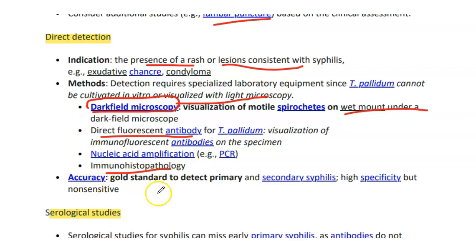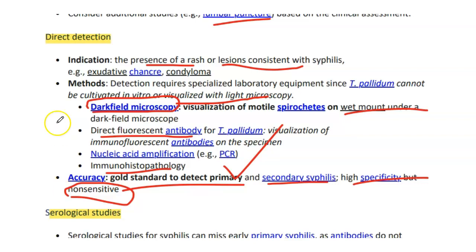Accuracy: it's a gold standard to detect primary and secondary syphilis, but mainly for the primary we use direct detection. It has high specificity but is not sensitive. If it comes positive, it means that you have the disease, but if it comes negative, it doesn't mean that you don't have the disease. You have to do further investigations.